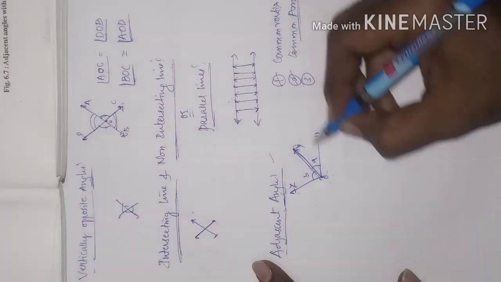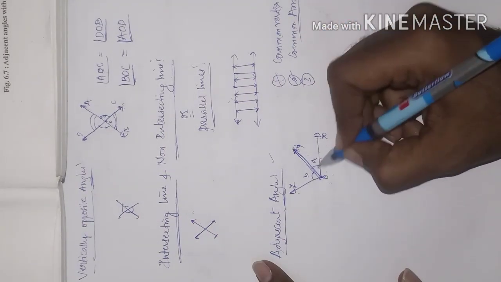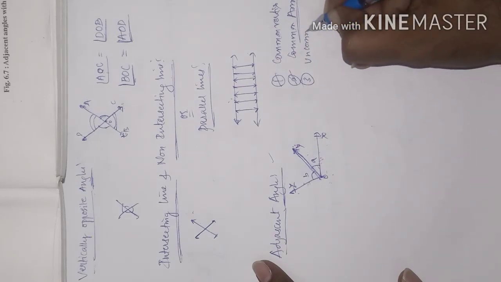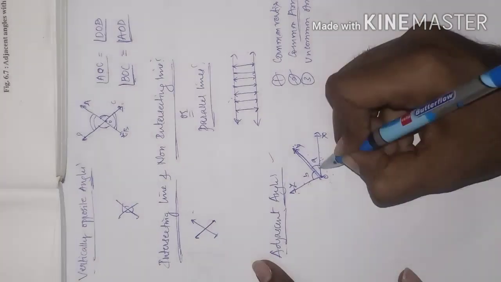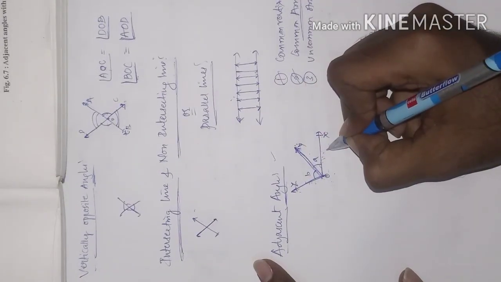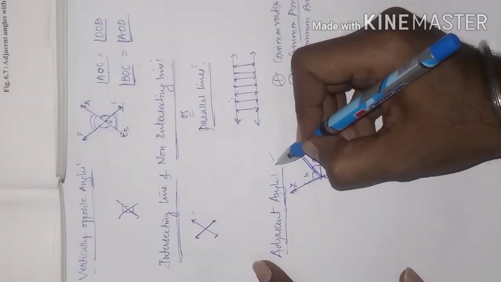Now the third one. What is that third one? Uncommon arms should be on either side, no? Third point, the uncommon arms are also on either side. Check it. OX and OZ are the uncommon arms. They are on either side of the common arm. So this is about the adjacent angle.